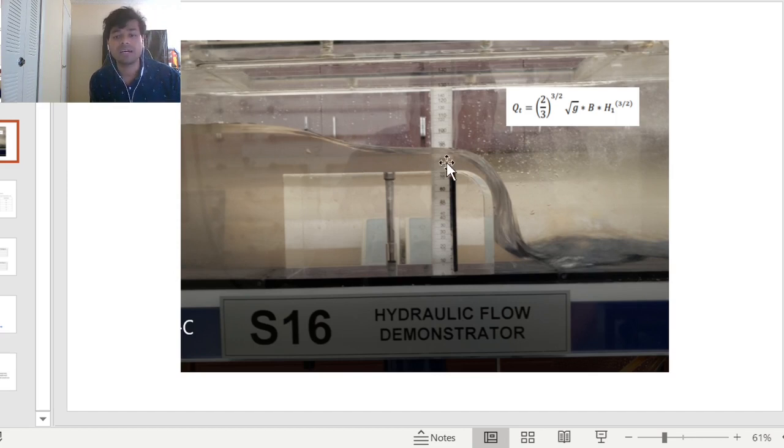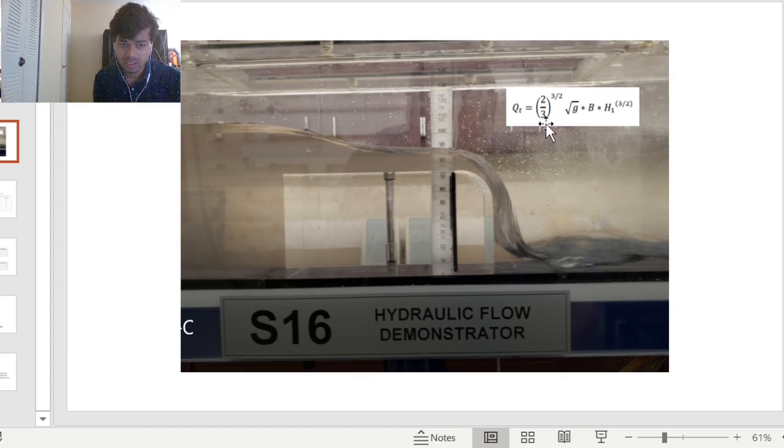Based on some assumptions, we can easily derive this formula. If you look at your lab manual, you can clearly see how we derive this formula. So this is the formula: 2/3 to the power 3/2, square root of g, B, H1 to the power 3/2. B is basically 77, the width of the flume, and H1 is the head. What is head? From the top of the weir to the free surface. So if you know the head, you can easily calculate the theoretical discharge.